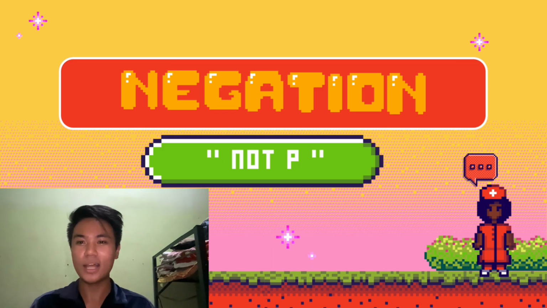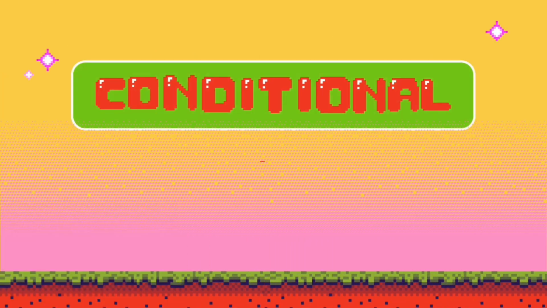So for example, if P represents the proposition it is sunny, then the negation of P, denoted as not P, represents it is not sunny, or it is not the case that it is sunny. The truth value of not P is the opposite of the truth value of P. Symbolically, the negation is expressed as not P.